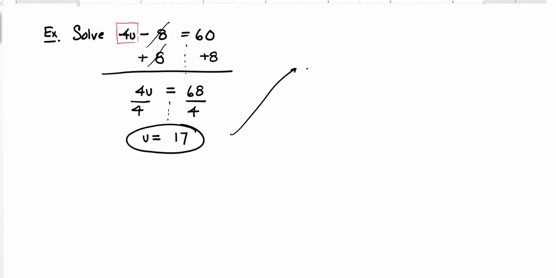And again, I can check. I can always check my answers, right? So my original problem was 4u minus 8 equals 60. So I'll plug in 17 for u. So I'll say 4 times 17 minus 8. Does that equal 60?